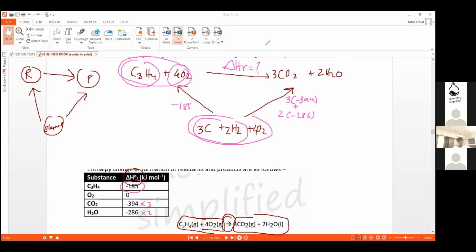Next, I will frame the equation to determine the enthalpy change of reaction. Now for that, I will need to look at the arrows.